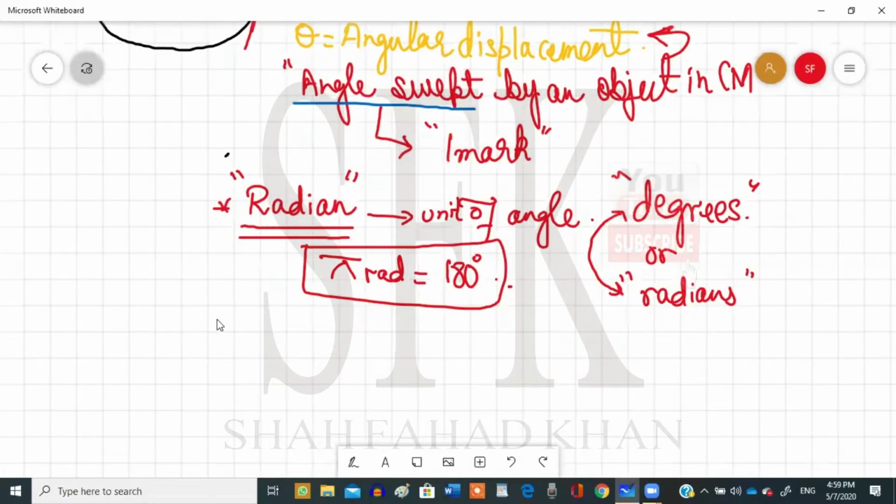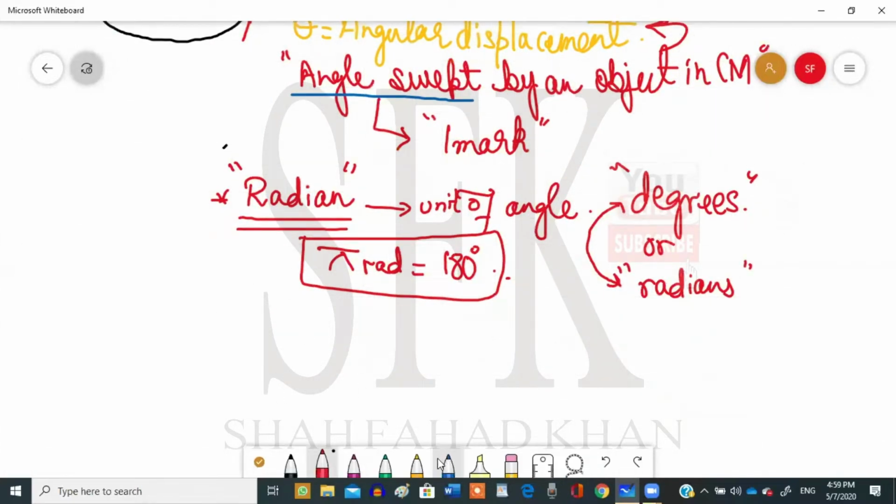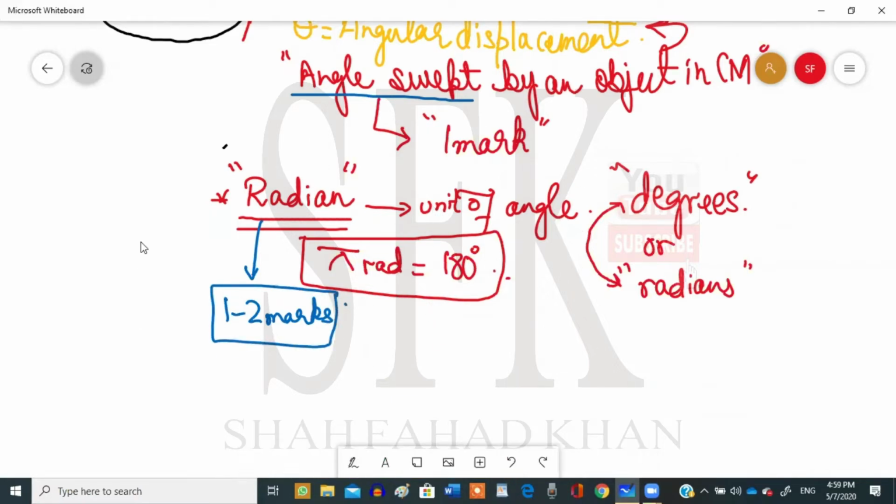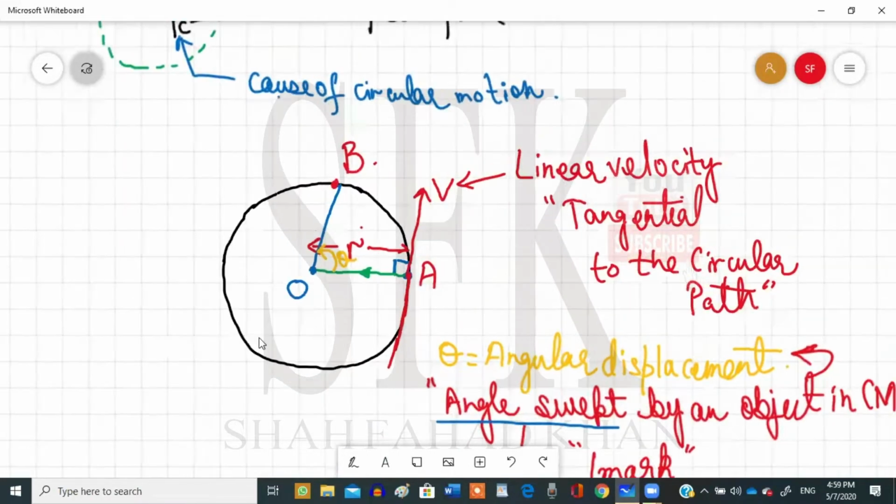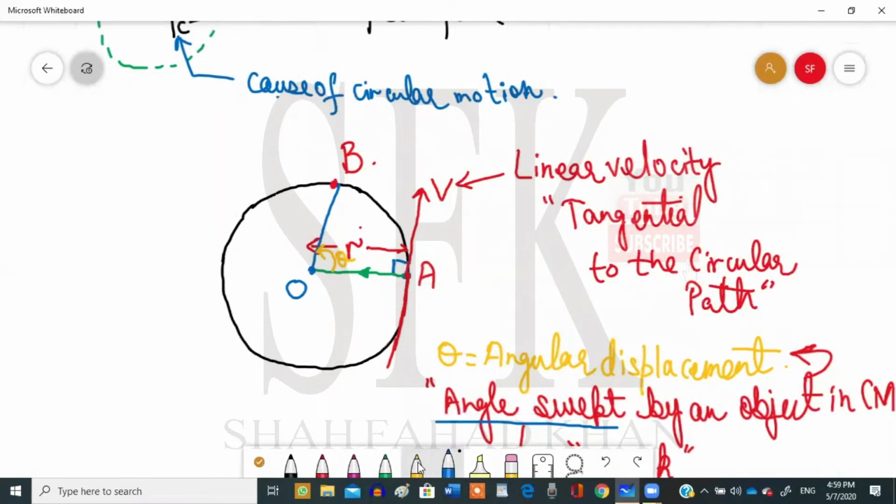Now, how to define a radian? A definition of radian is almost always asked for 1 to 2 marks. It is a unit of angle, but this is not the definition of a radian. To define the radian, we'll need to look at a few terms first: the radius and the arc length. This arc that the object has covered, this arc length, can be represented by S. And this blue line is also the radius of the circle.